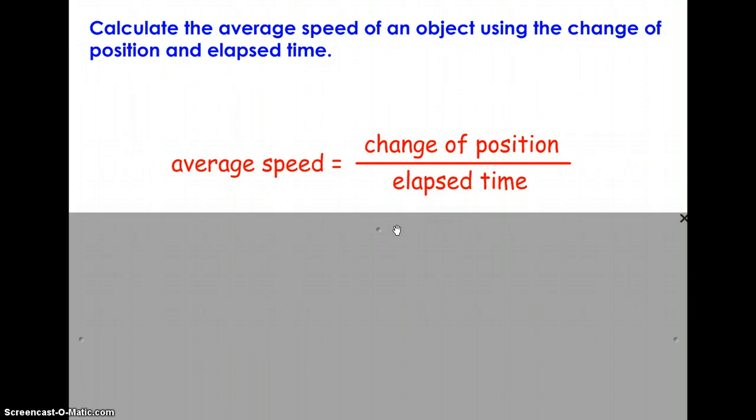So, what is the change of position, you ask? Let me tell you. The change of position is how far an object has moved during the time we are measuring. It can be any distance from 0 to infinity. It can also be any unit as long as that unit measures length. For example, centimeters, meters, kilometers, inches, feet, etc.